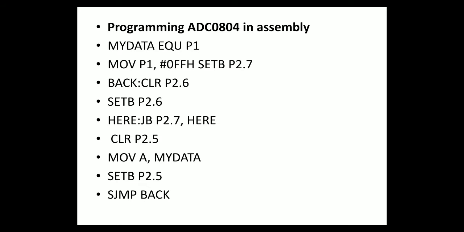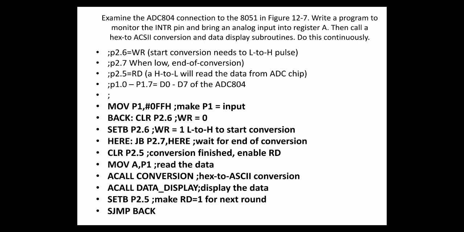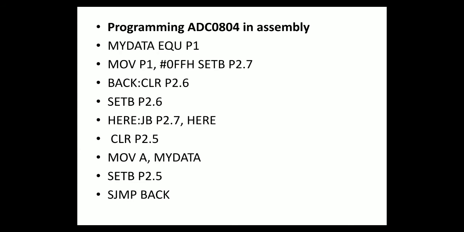SETB P2.7. What does SETB mean here? INTR. You are making INTR initially 1. Then clear P2.6. What is that? Clear pin, just refer to the previous one. If you have not understood this, clear P2.6 is WR. So you are clearing the WR pin, and then you are making it 1 again. So a conversion is happening. And then what is your job?